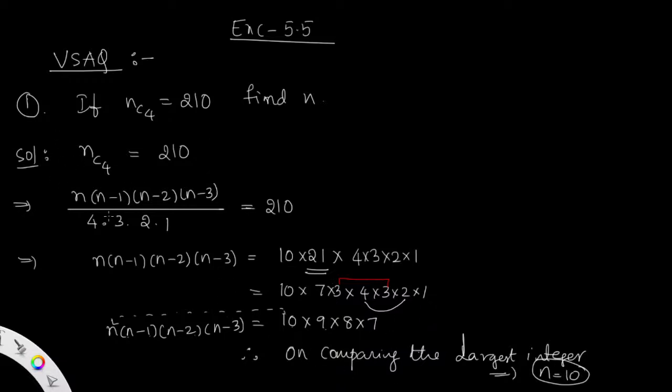First, rewrite the answer. nC4 is nothing but n into n minus 1 into n minus 2 into n minus 3 by 4 into 3 into 2 into 1, which is equal to 210. Now cross multiply: 210 into 4 into 3 into 2 into 1. 21 can be written as 7 into 3. Going in decreasing terms, 10 is there, next 9, then 8, and the remaining 7. So comparing the largest number on both sides, you get n equal to 10.